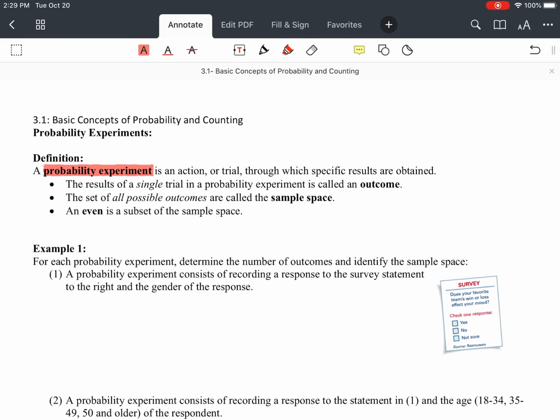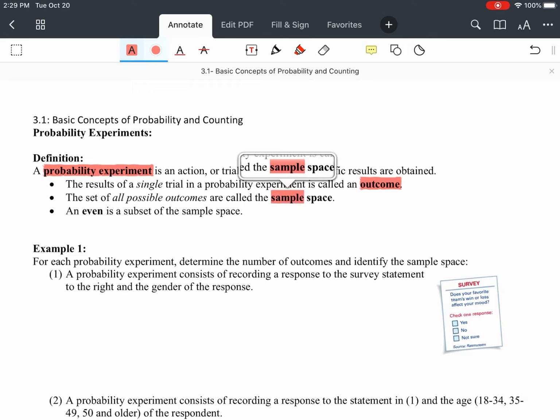Now, there's a few parts of this, so these are some vocab words that we will use over and over again. The results of a single trial in the probability experiment is called the outcome. The set of all possible outcomes is called a sample space, and an event is a subset of a sample space.